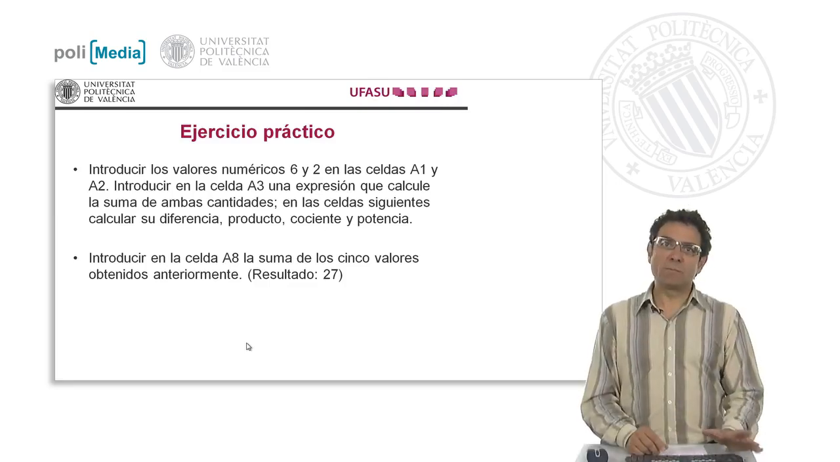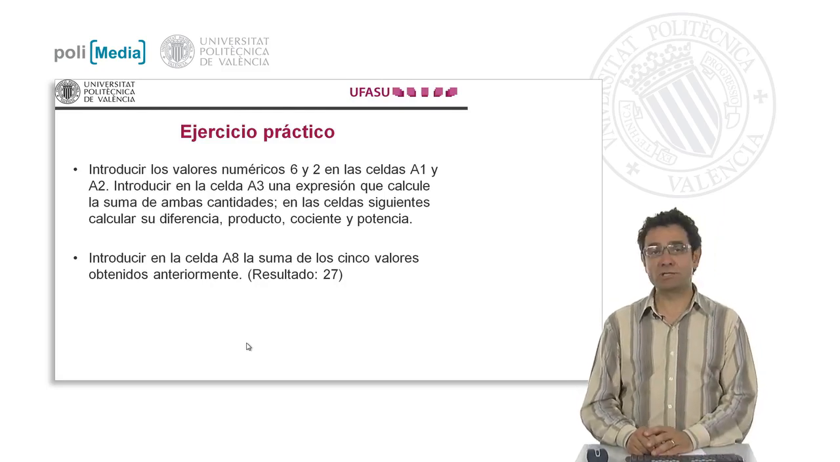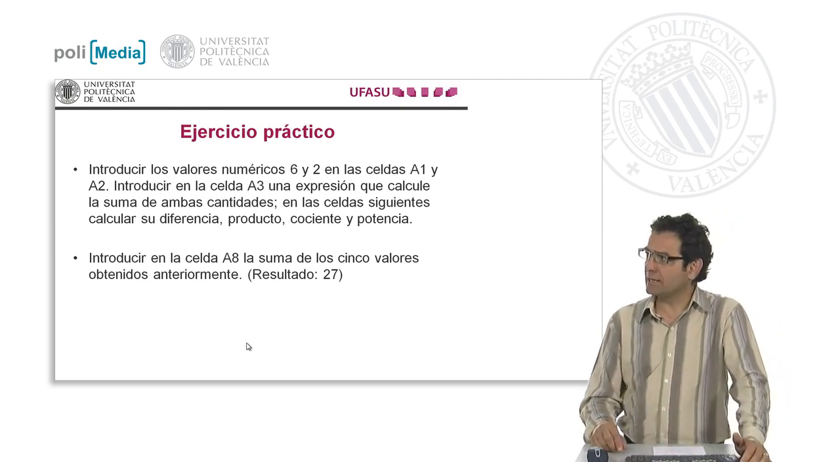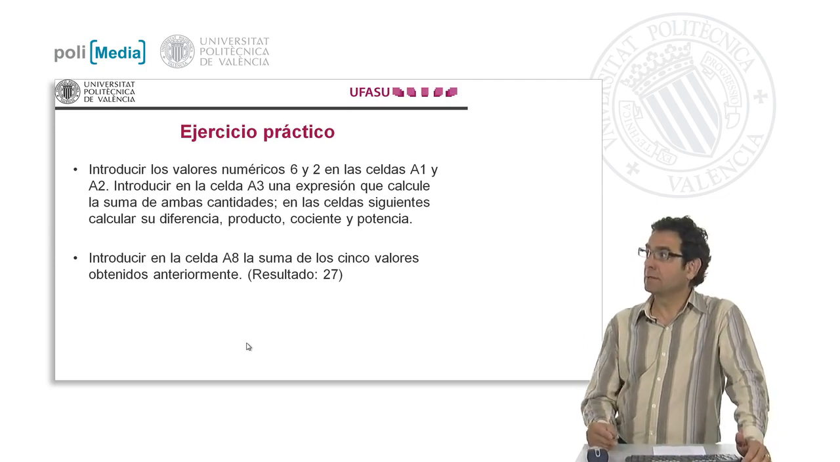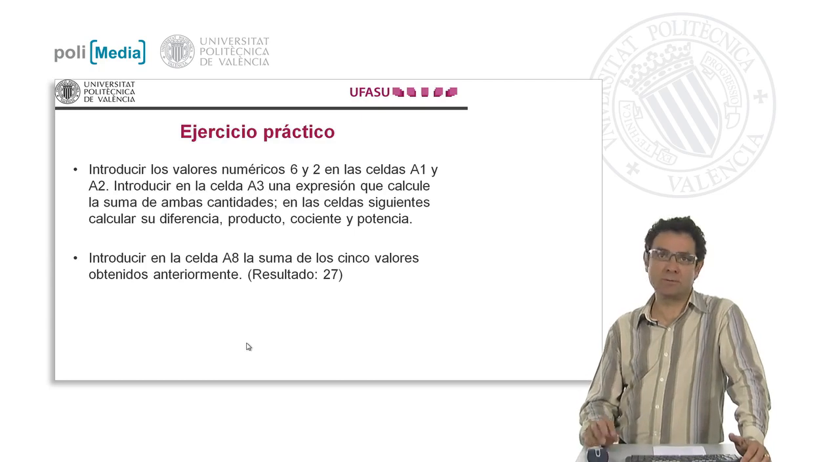Well, here we have today's exercise. It seems like we have to introduce the following numerical values, 6 and 2, in the cells A1 and A2. And then, in A3, we should have an expression that calculates the sum of both amounts. In the following cells, we have to calculate the difference, the product, the quotient, and lastly, the power.